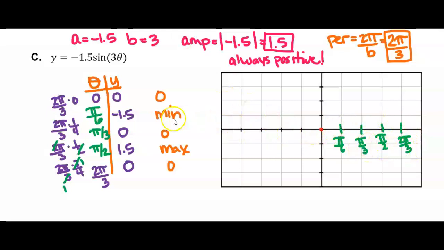Remember, at pi over 6, we're actually going down to negative 1.5, to a 0, to a max, and to 0. All right, and if we can get one cycle between 0 and 2 pi over 3, we should also be able to get one between 0 and negative 2 pi over 3. So go ahead and take this valley and hill and replicate it over here. So your graph should look like this.